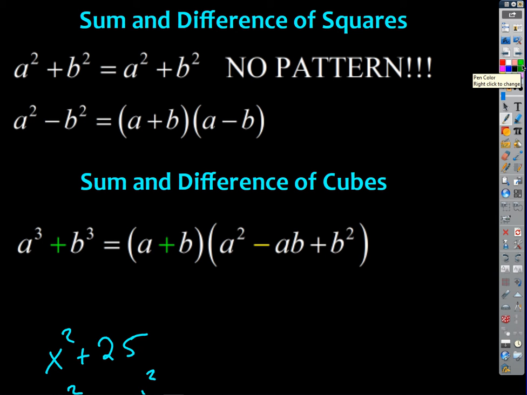Now, a difference of squares, if I have something of the form a squared minus b squared, we've already talked about that a few days ago, but we talked about it in the other direction. We started here. We said, what happens if we multiply 2 conjugates together?